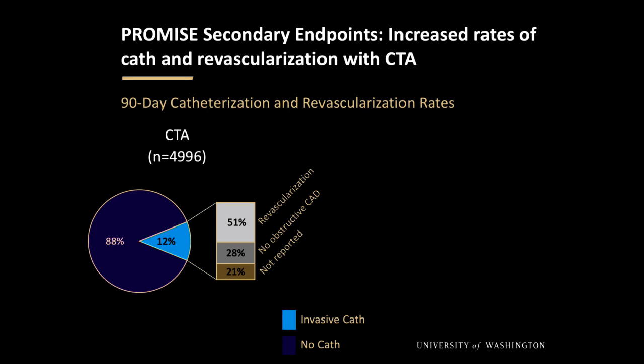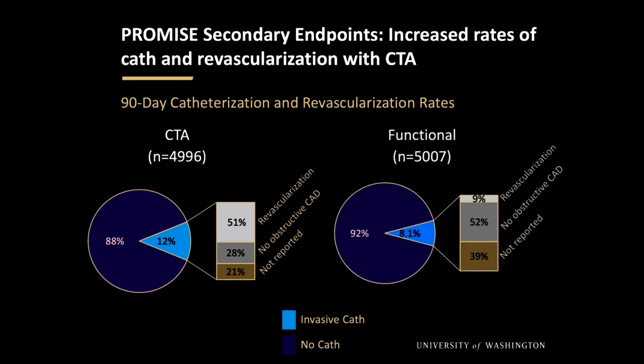And if you compare that to functional, you can see, again, 8.1% were sent to cath, so slightly less. And then among those that were sent to cath, 9% underwent revascularization, and about half they found no obstructive disease. So when you look at this, you can say that if you had a CTA, you're more likely to be sent to cath, and you're more likely to get revascularized. But there's really no difference in clinical outcomes. They had really much the same.